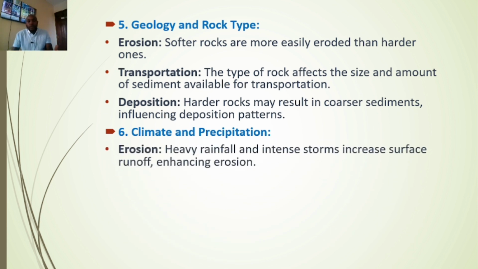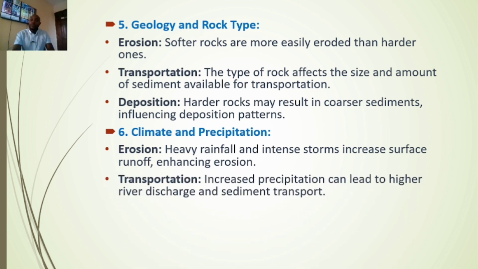Then climate and precipitation. How is it affecting erosion? Heavy rainfall and intense storms increase surface runoff, enhancing erosion. When you have a high amount of precipitation, it causes heavy rainfall, which increases surface runoff, and that will enhance erosion. And then transportation: increased precipitation can lead to higher river discharge and sediment transportation. Now that surface runoff and erosion have increased, it will cause higher river discharge, and the sediment will be transported more.